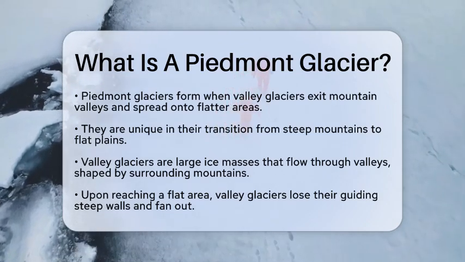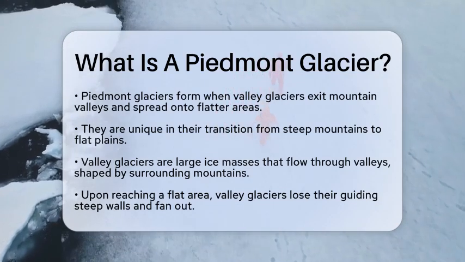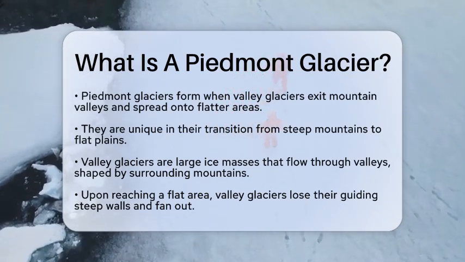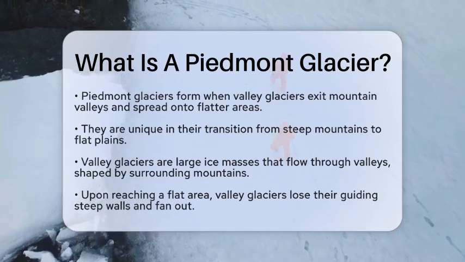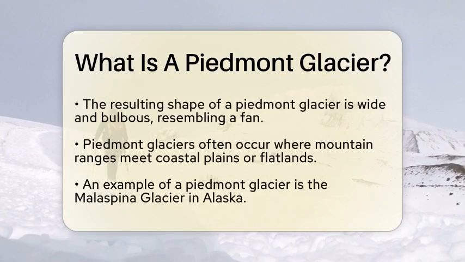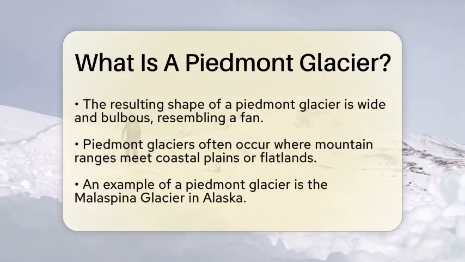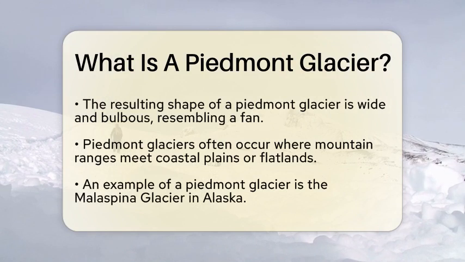These glaciers are massive ice bodies that slowly move through valleys, shaped by the surrounding mountains. When a valley glacier reaches the end of its confined space and enters a flatter area, it no longer has steep walls to guide its flow. This allows the ice to fan out, creating a wide, bulbous lobe or fan shape. This newly spread-out glacier is what we call a Piedmont glacier.